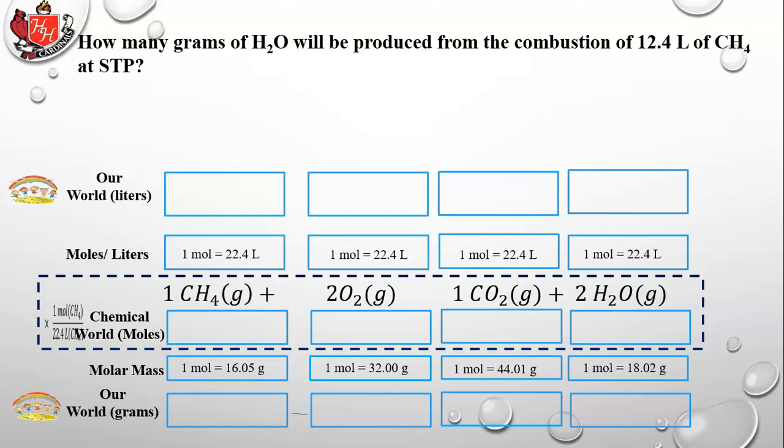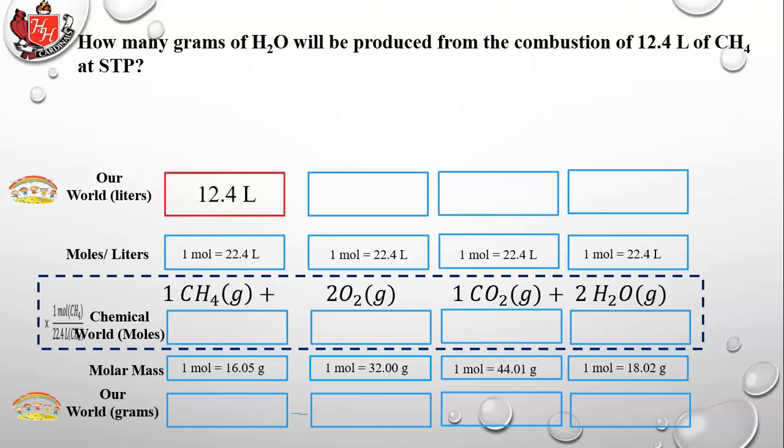And you notice that the conversions, the molar conversions, are all the same, because it doesn't matter what the gas is. 1 mole of any gas will equal 22.4 liters, so all of those conversions are the same. So let's go ahead and start filling in the boxes, okay? We're starting with 12.4 liters of CH4, so where's that going to go? It's going to go up in the liters row, up at the very top, above CH4, so we're going to go ahead and put that there.